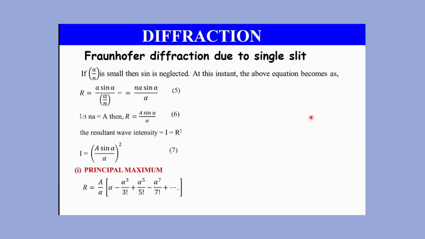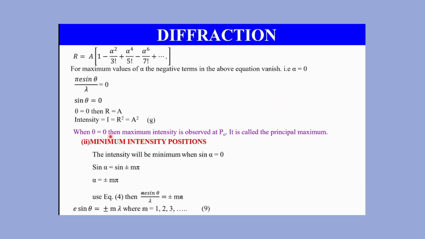Now coming to the second condition, we have to get the condition for the minimum intensity positions. These minimum intensity positions can be obtained when sin alpha is equal to 0. So sin is equal to 0 when the angle becomes plus or minus m pi. So alpha is equal to plus or minus m pi. This can be obtained by eliminating the sin function on both sides. Alpha is equal to plus or minus m pi.